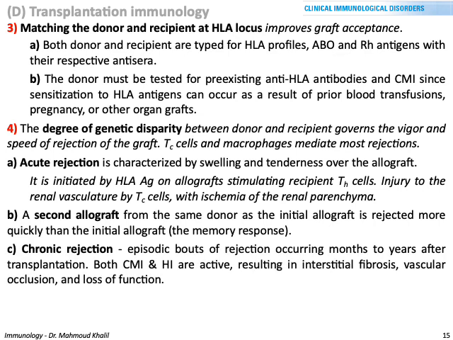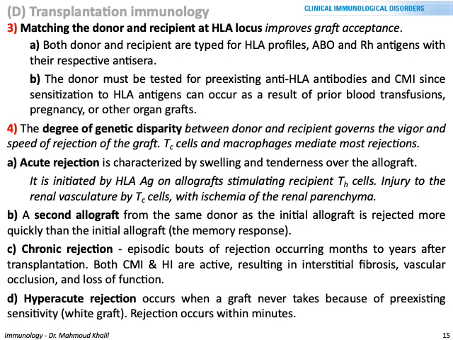Chronic rejection consists of episodic bouts of rejection occurring months to years after transplantation. Both CMI and HI are active, resulting in interstitial fibrosis, vascular occlusions, and loss of function. Hyperacute rejection occurs within minutes because of pre-existing sensitivity.